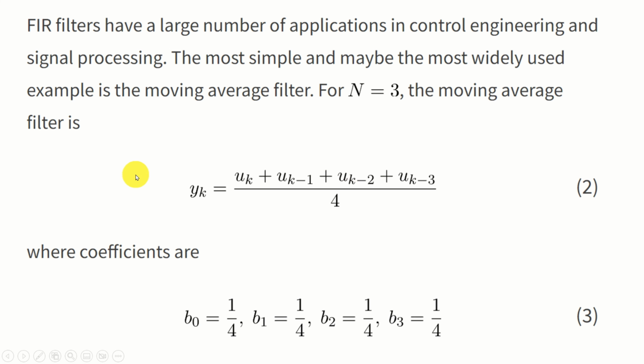FIR filters have a large number of applications in control engineering and signal processing. The most simple and maybe the most widely used example is the moving average filter. Namely, for n equal to 3, the moving average filter has this form over here. We can see that the output is the moving average of the inputs from the current time instant until the time instant k-3 in the past. Over here the coefficients are 1/4, 1/4, 1/4, and 1/4.